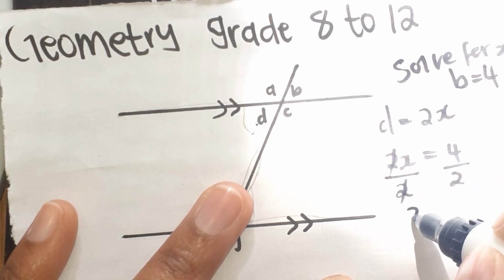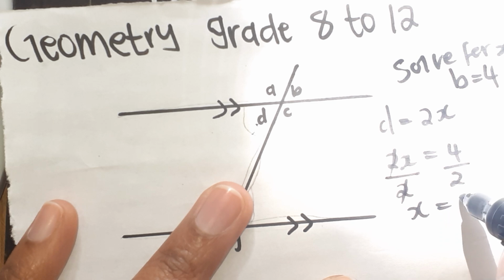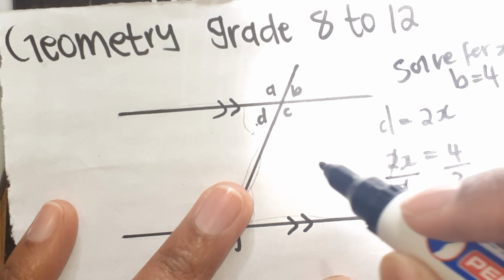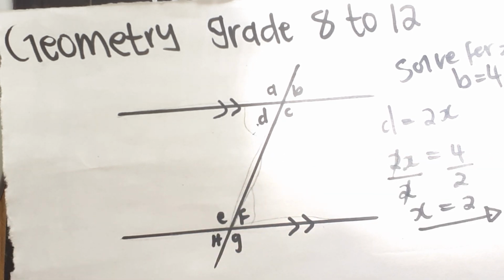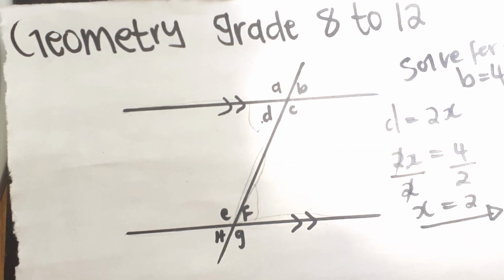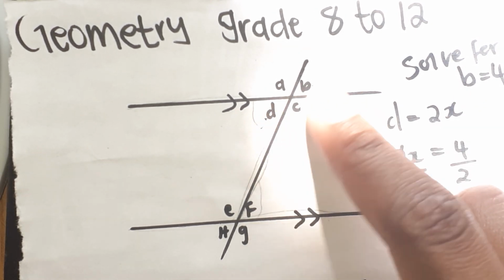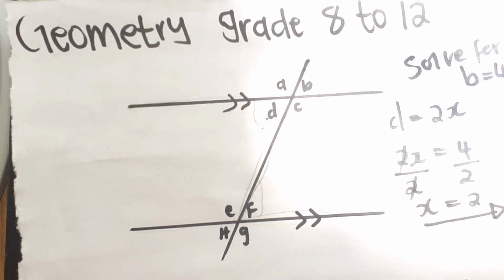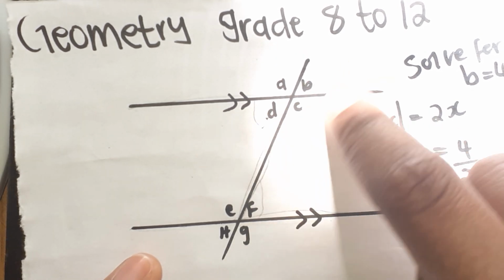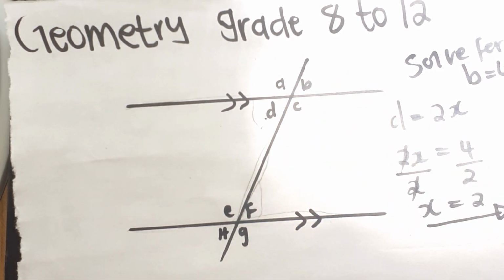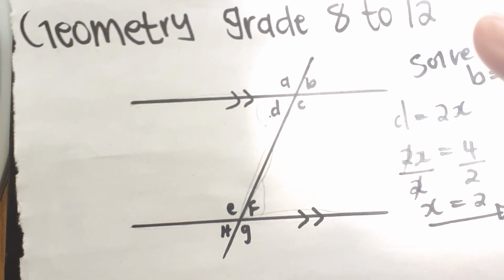This 2 will cancel this one. Then x will be equal to 2. So the value of this x is 2. And this, how much is the value of this x? It is 2. So 2 times 2 is 4. So when you find that value of x, you find out that these angles are indeed the same when you substitute 2 into the value of x. So that's how you do it.